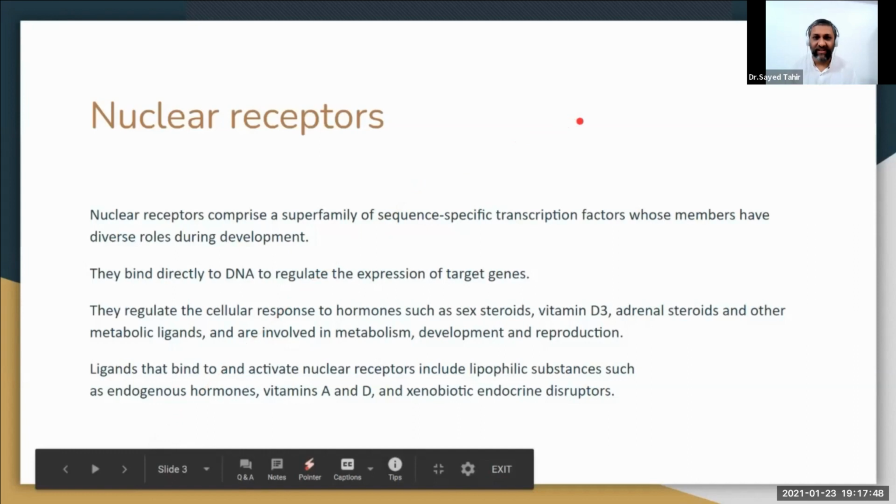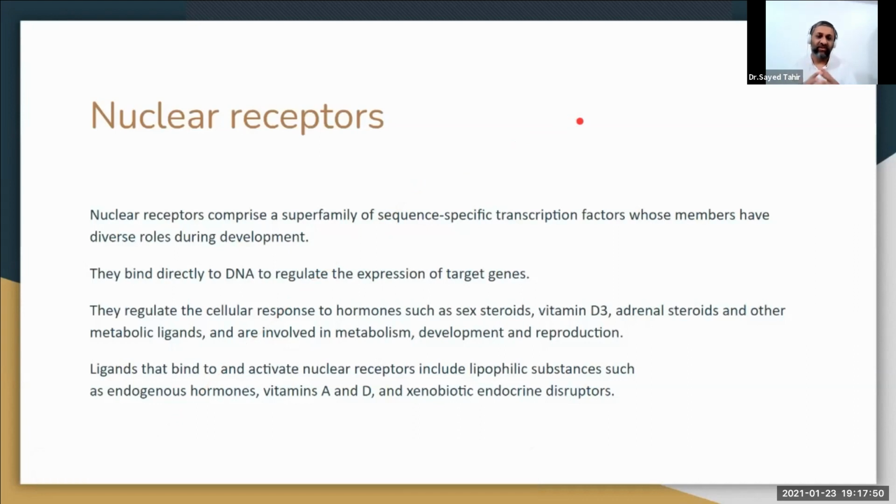So this is what I was telling you: nuclear receptors. Nuclear receptors comprise a superfamily of sequence-specific transcription factors. That is high scientific language. They take the information from the nucleus across to the whole periphery. They bind directly to the DNA, and whatever the language of the DNA, whatever expression is there, it gets translated into the whole organism.